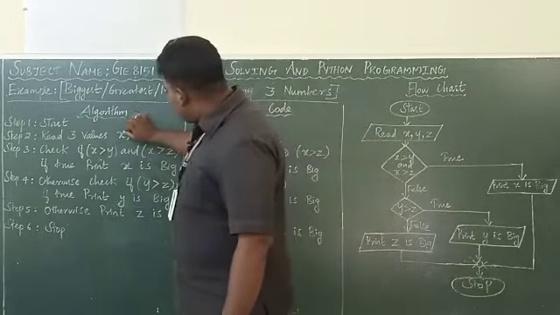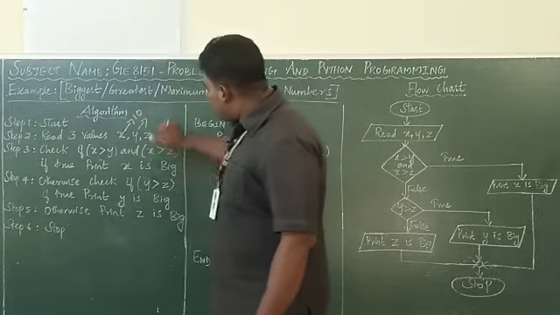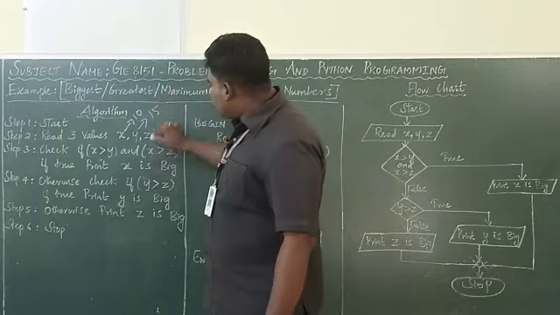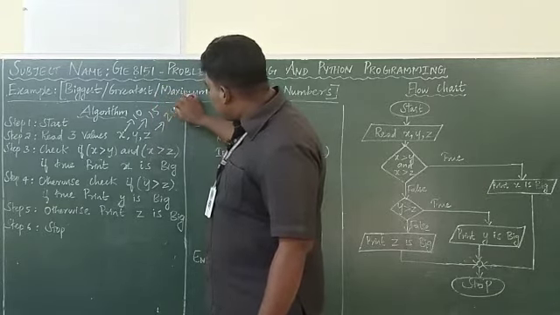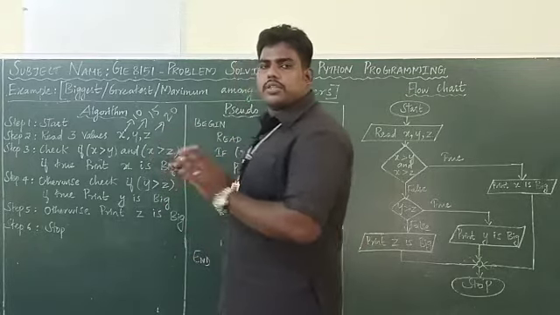For example, inside x you are storing the value 10. Inside y you are storing the value 15. Inside z you are storing the value 20. All of you got it? Three variables are used to store three values.